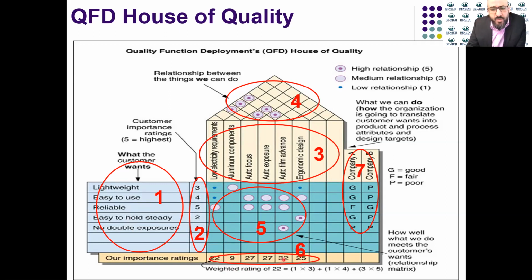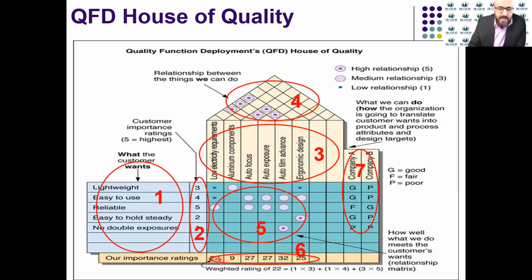And in these numbers, we will find out which priority we should focus on. Based on the calculation in this example, you will see 32. This is where the auto film advance has to be high priority, followed by auto exposure and autofocus. These are the 3 top priorities that the company should be focusing on.